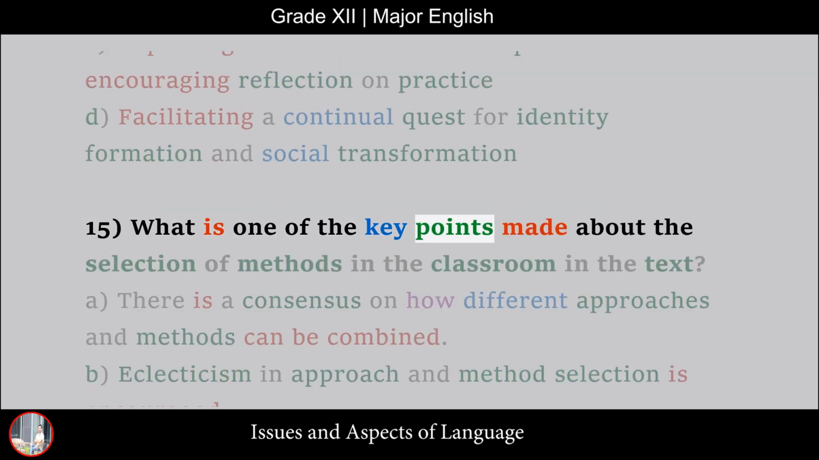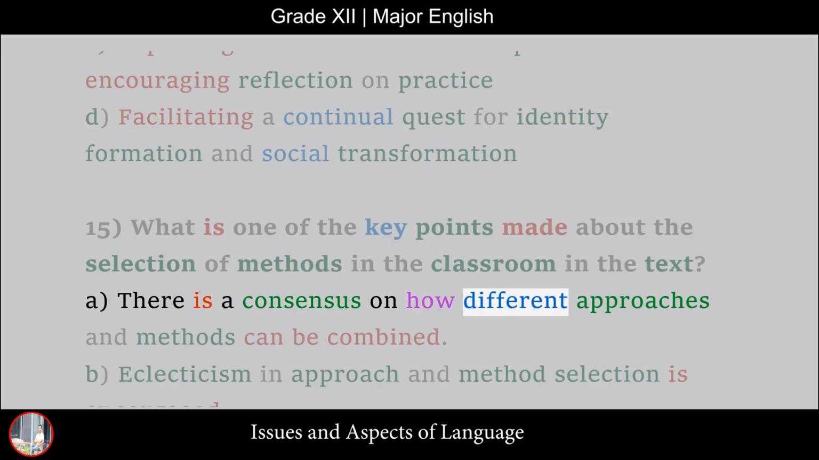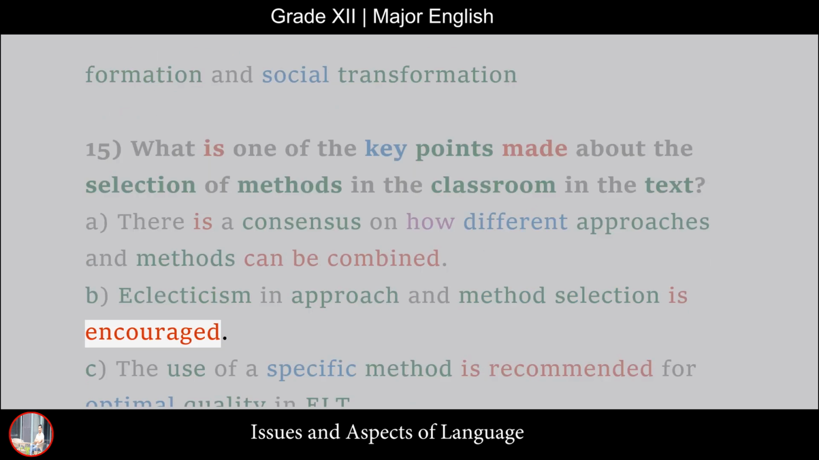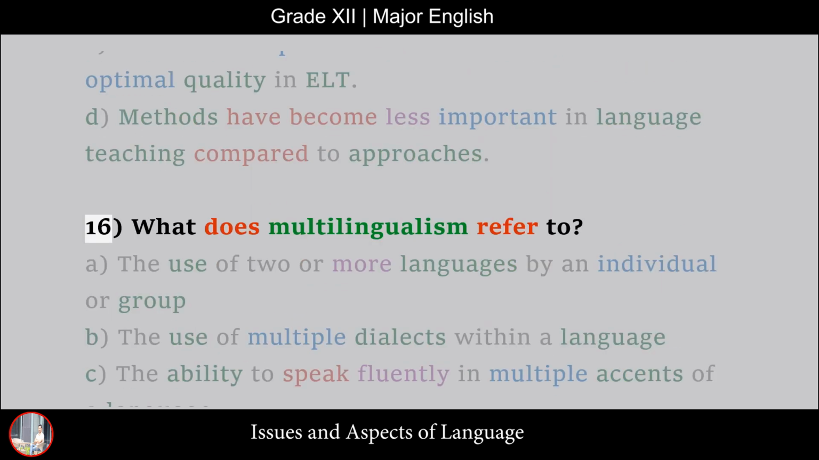15. What is one of the key points made about the selection of methods in the classroom in the text? A. There is a consensus on how different approaches and methods can be combined. B. Eclecticism in approach and method selection is encouraged. C. The use of a specific method is recommended for optimal quality in ELT. D. Methods have become less important in language teaching compared to approaches.